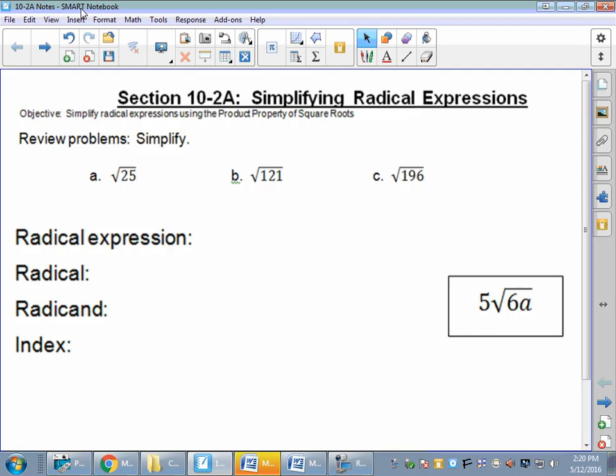We're actually going to split 10.2 into 3 days, an A, a B, and a C. And notice our little objective here. It says we're going to use the product property of square roots. So hopefully you remember what product means. First of all, do you remember these review problems?